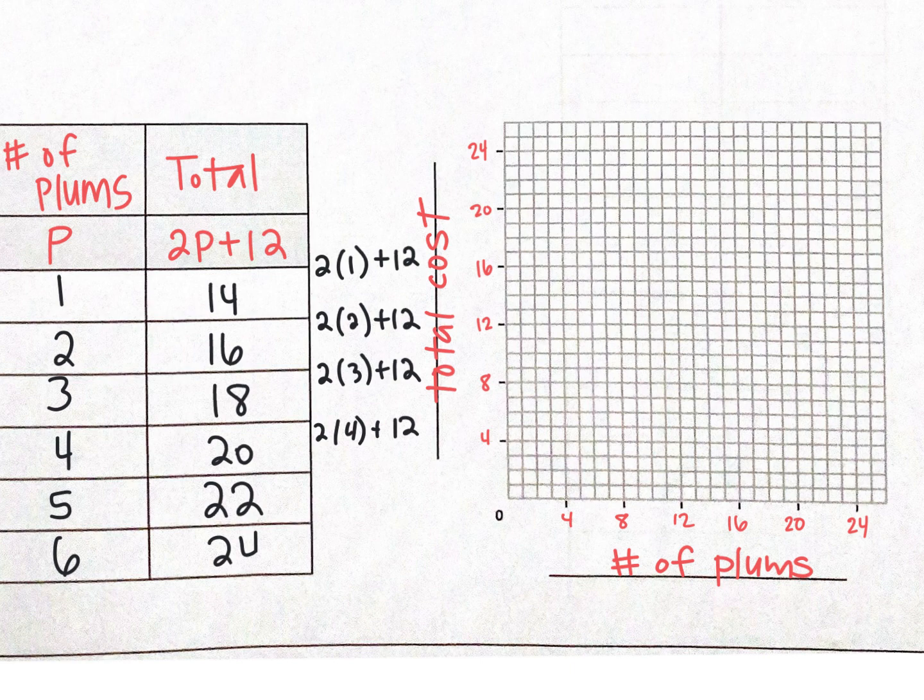Okay. Now we started at 1. But if I didn't buy any plums, what would my total cost be? 0. Oh, 12. It would be $12 because remember the peaches are $12. So I would plug in a 0 where P is, and 2 times 0 is 0, plus 12 would be just 12. So this is where my first point would be if x is 0. Now I'm going to plot the rest of my information from the table. So 1, 14.